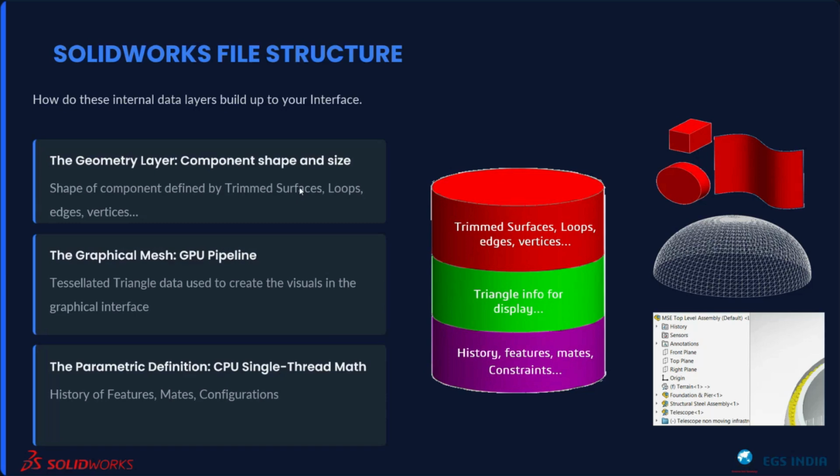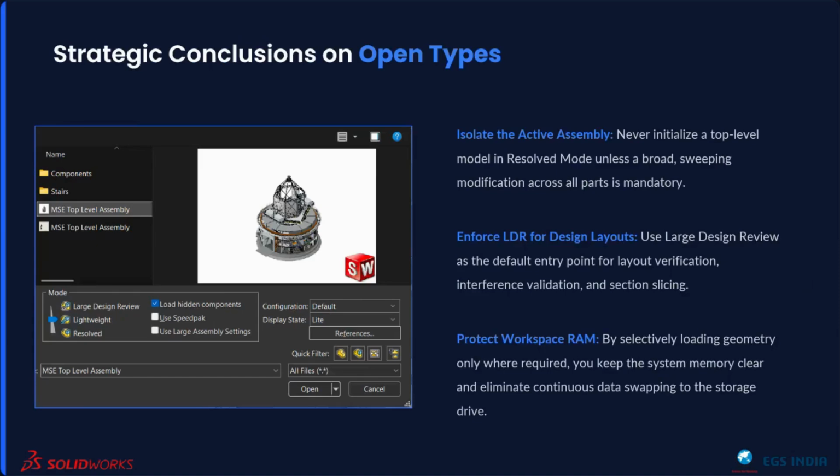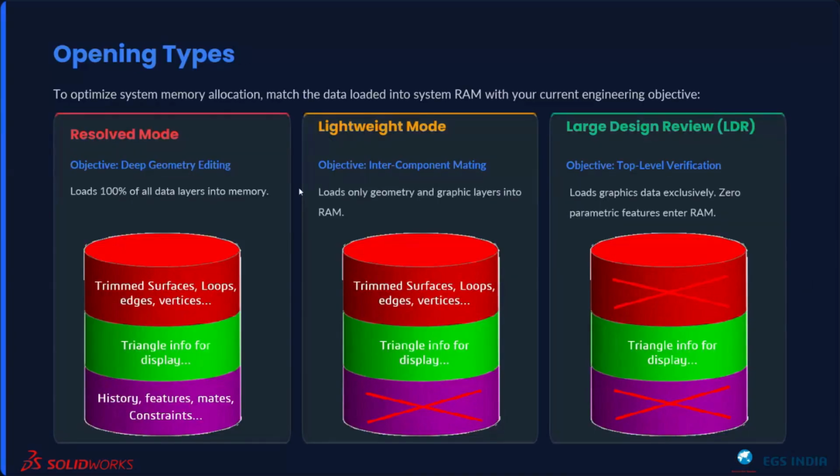feature that SolidWorks presents you with is that you get to choose the amount of data that you bring into your display. When you open a file or a large assembly, you get the options to choose which level of data you want in your assembly. There are basically three different opening types present in your SolidWorks environment.